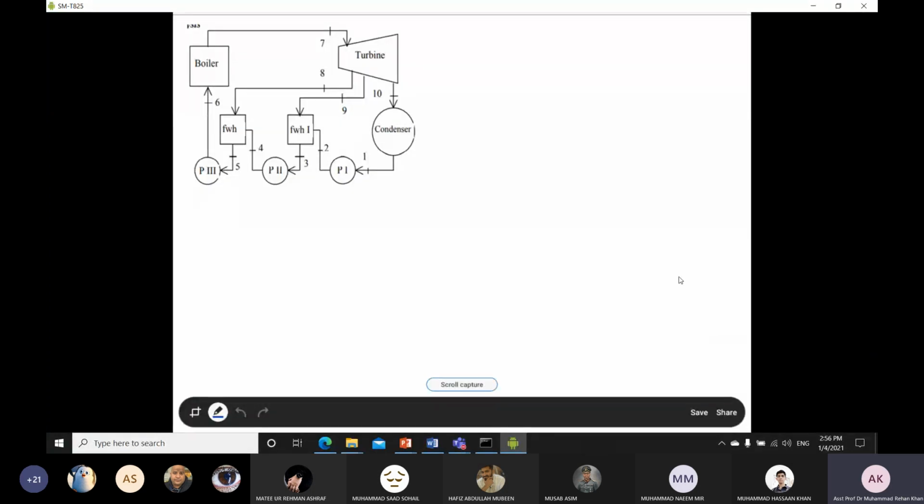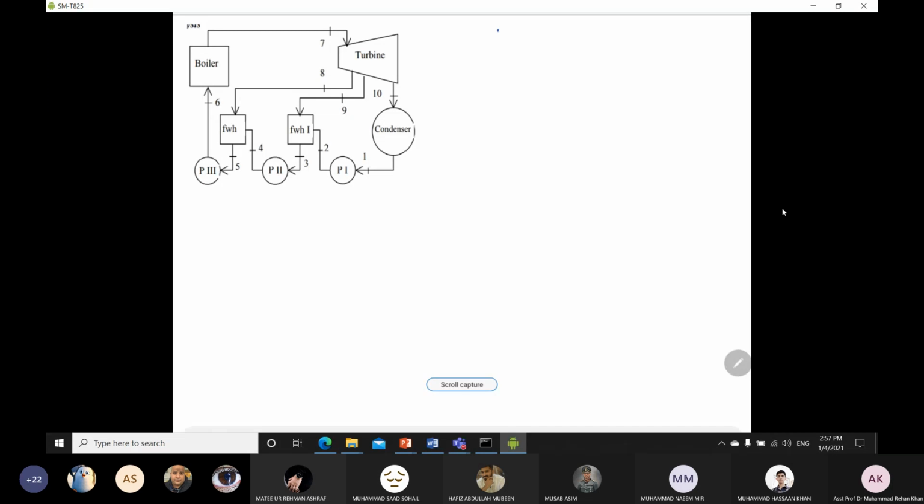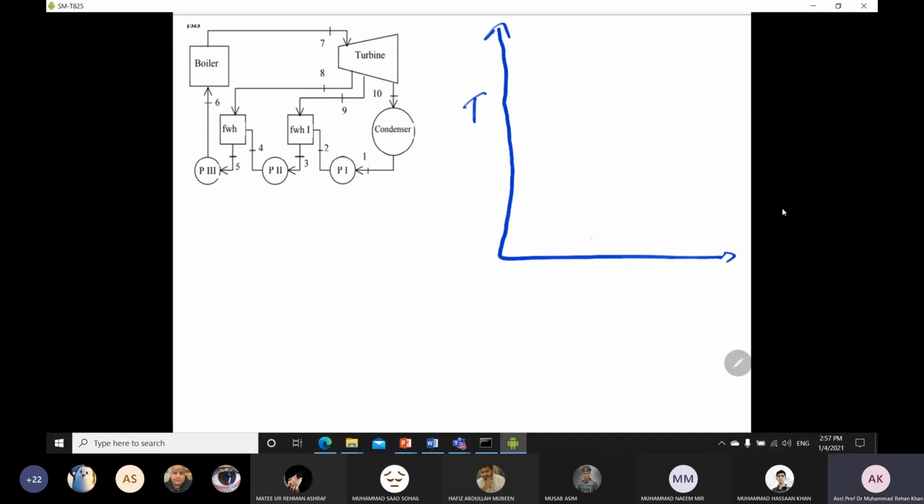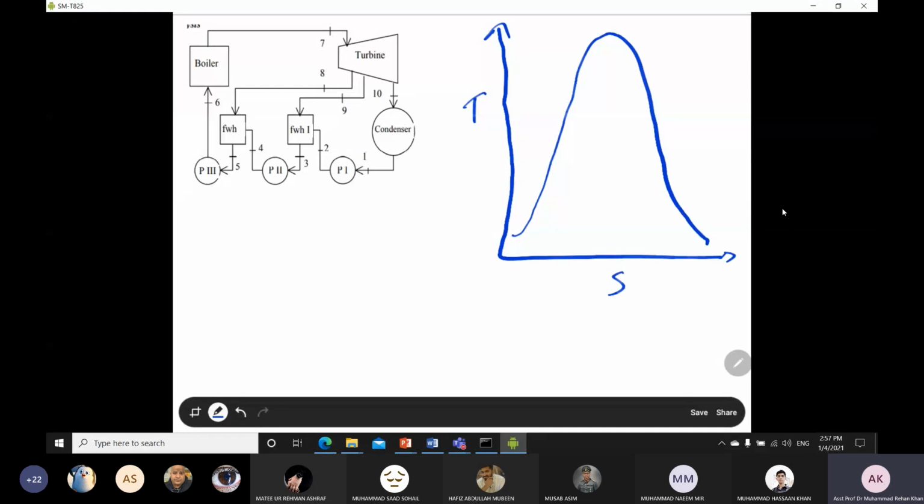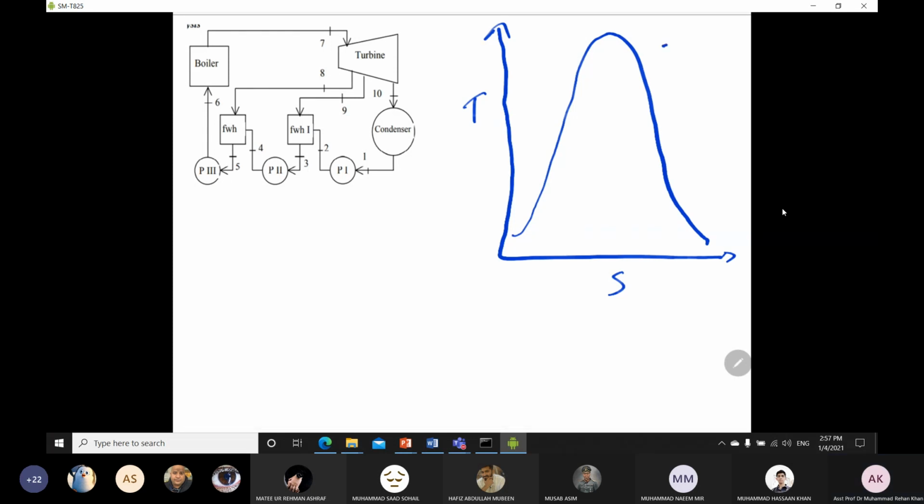Okay, so coming towards your TS diagram for this one with the two feed water heaters. So we'll start again with the TS diagram, and you have to build the vapor dome first. Point number 7, we already know it is in the superheated region. So you just have to mark point number 7, for example over there. This is your point number 7, which is in the superheated region.